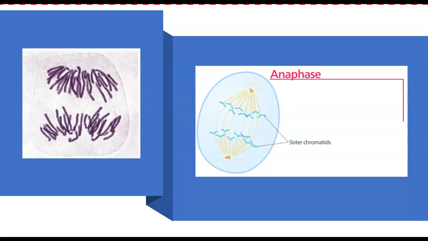During anaphase, the centromeres that are holding the sister chromatids together divide, and the individual chromosomes are pulled apart. The individual chromosomes are moved along the spindle fibers towards opposite ends of the cell. Each resulting set of chromosomes contains an exact copy of the cell's original genetic material.